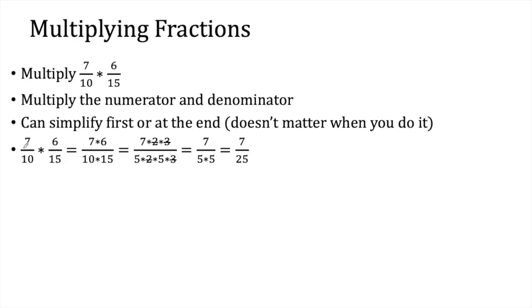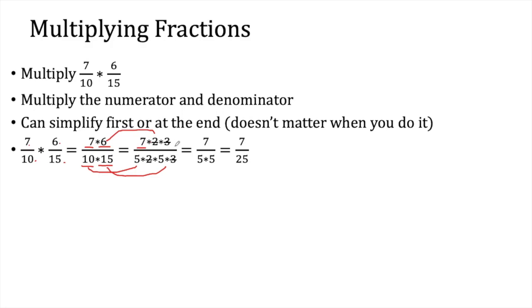So the way to actually simplify a fraction is you can list the prime factors of all the four numbers that are there. So you list the prime factors of 7, 10, 6, and 15. So when you multiply both of them, you get 7 times 6 divided by 10 times 15. And this gets simplified to 7 times 2 times 3 divided by 5 times 2 times 5 times 3. And that's because the prime factorization of 10 is 5 times 2. The prime factorization of 15 is 5 times 3. The prime factorization of 6 is 2 times 3. And the prime factorization of 7 is just 7 times 1, which we can just write as 7.